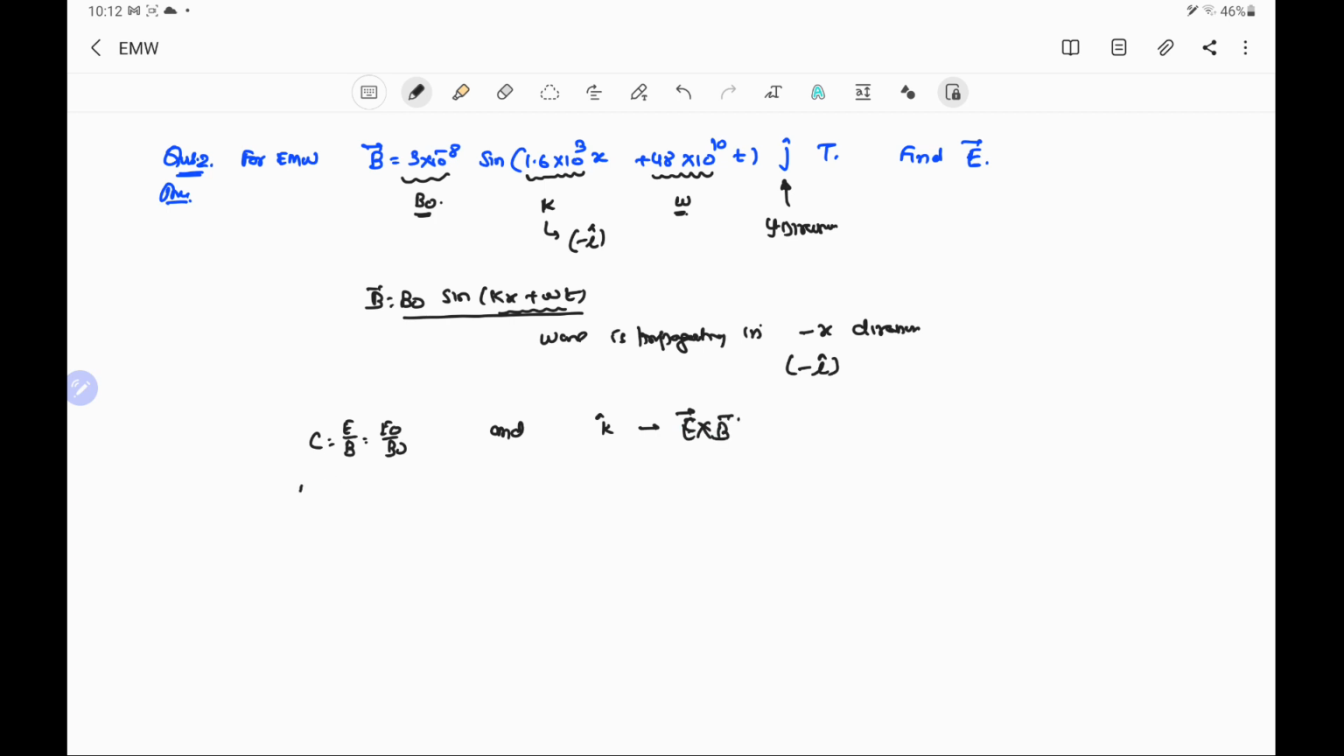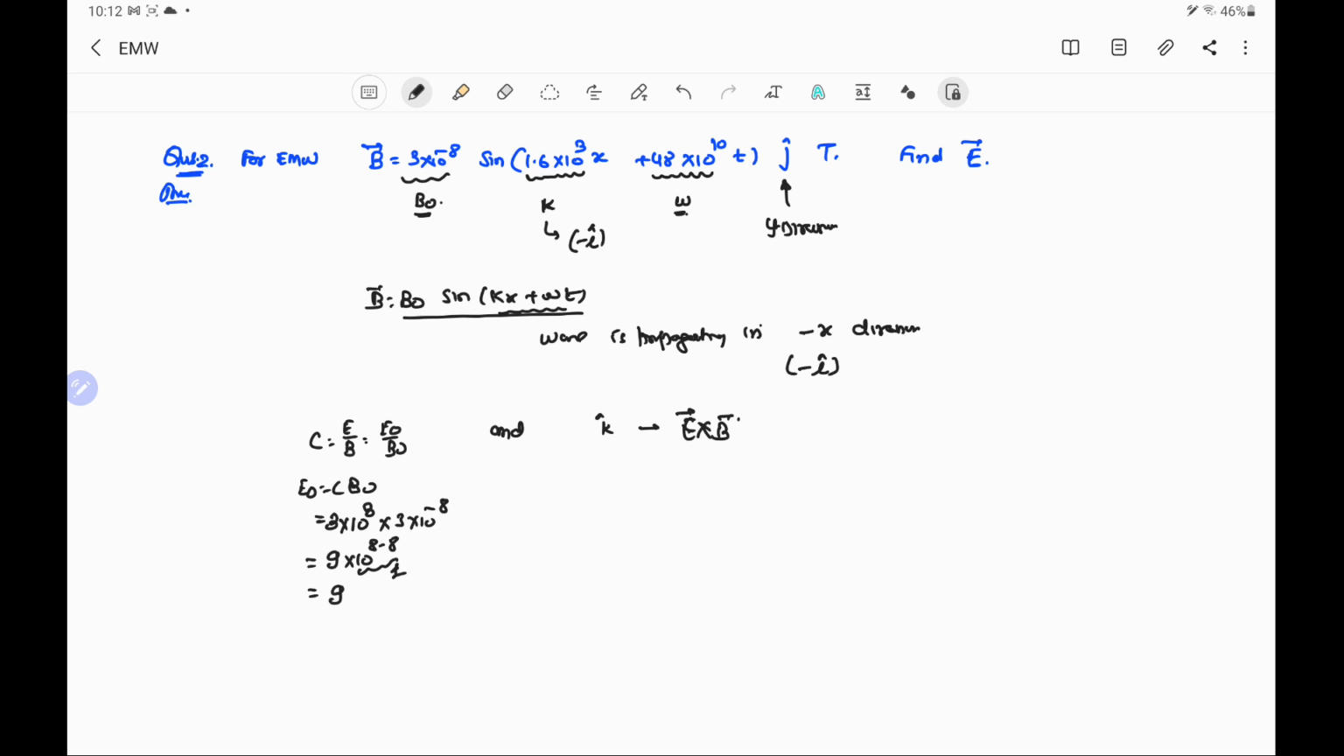So we can find E naught equal to C B naught. C, that is speed of electromagnetic wave, is 3 into 10 power 8, and B naught is given by 3 into 10 raised to power minus 8, and it will be 9 into 10 power (8 minus 8), that is 10 power 0, which is 1. So ultimately E naught will be 9.